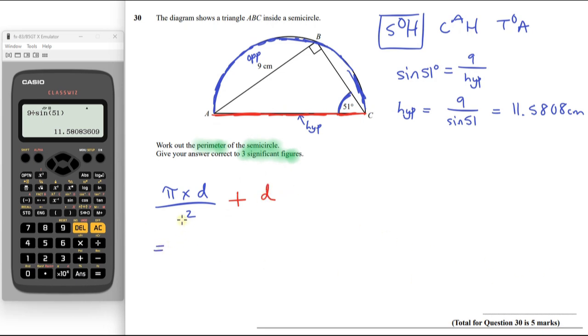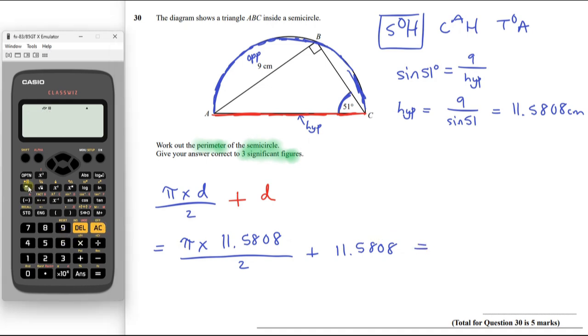So if we put all of this into the calculator, we're going to have pi times the diameter, which is 11.5808. And then we're going to divide by 2. And then we're going to add on the diameter, which again is 11.5808. So let's put all of this into the calculator. And you can do this in stages. I'm going to do it all at once. So pi times 11.5808, and then divide that by 2, and then we're going to add on 11.5808, press equals, and we get 29.